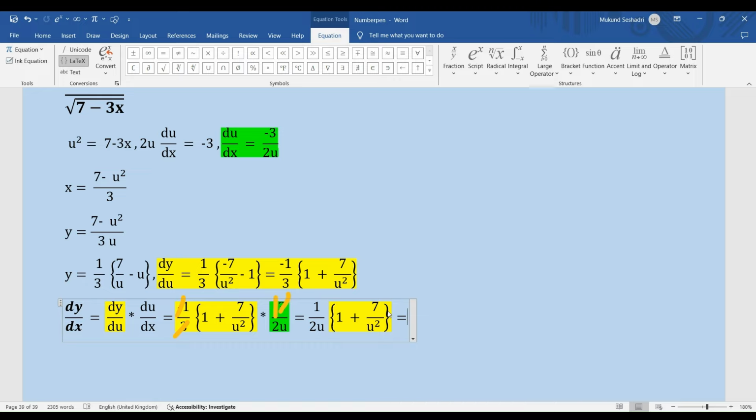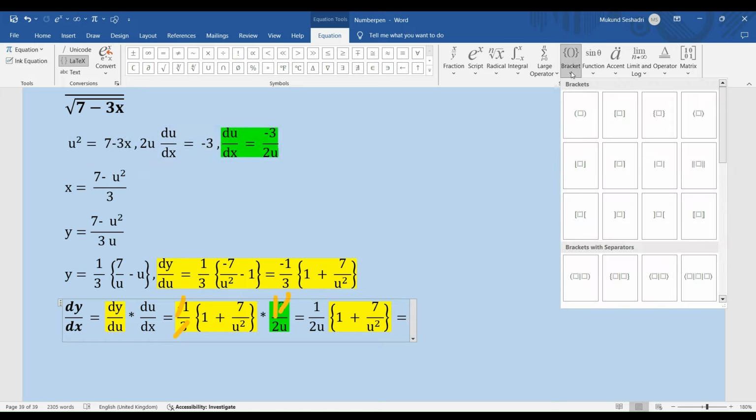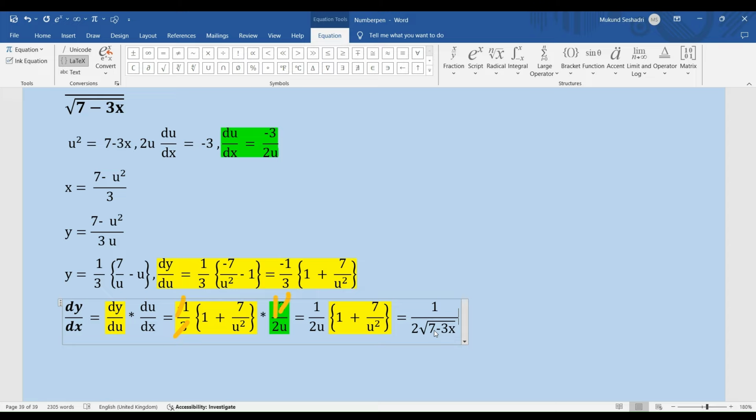And now I will have to clear out my u and represent the final answer in terms of x, right? Because we've been asked to find dy by dx. So what is my u? My u is nothing but square root of 7 minus 3x. So I go down and then I have a 1 plus 7 by u square, which is 1 plus 7 divided by my u square, which is 7 minus 3x. So I write it as it is, right?